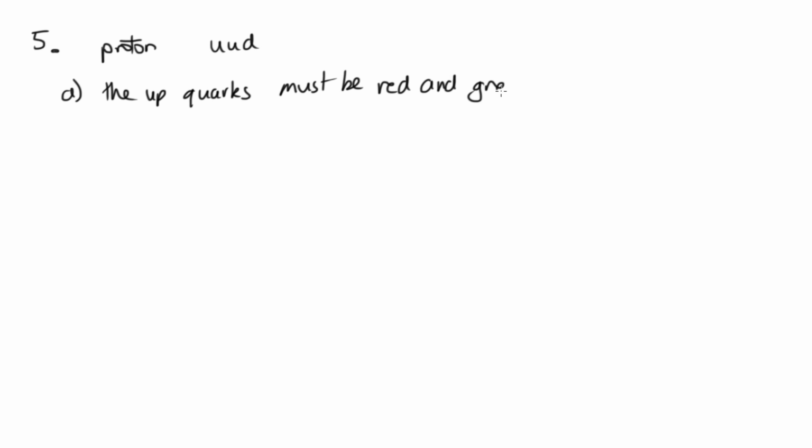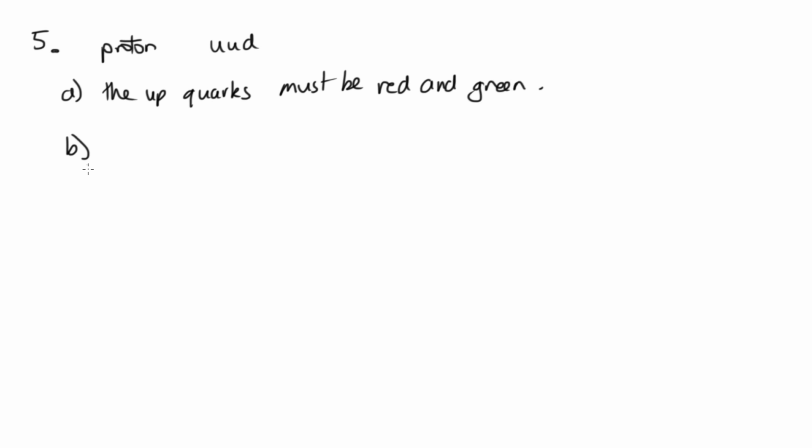Okay, this is problem 5. We're told that a proton comprises of 2 up and 1 down. So we've got up, up, down. And we're asked in part A, if the down quark is blue, what are the colors of the 2 up quarks? Okay, so the combination must be colorless. So since we've got 3 quarks, we need to have a red, a green, and a blue. So the up quarks must be red and green.